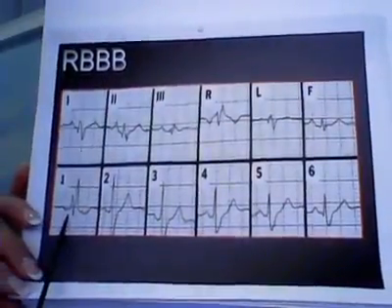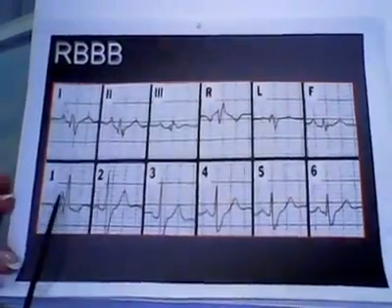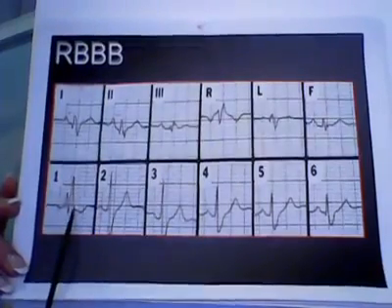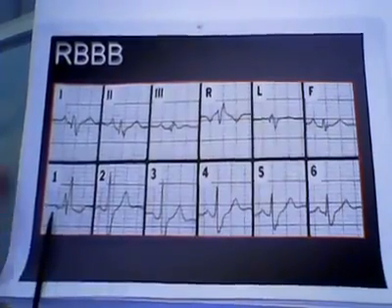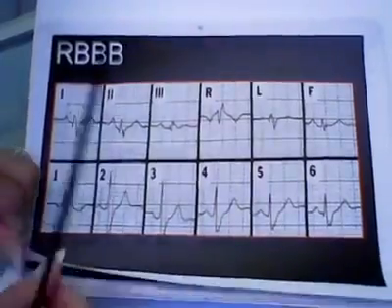This is a right bundle branch block. We look at V1. You see in V1, you have a little r followed by a big R. See, little mountain followed by a big mountain. Little r followed by a big R. This is a right bundle branch block. And again, you look in V1, MCL1, or Lewis lead.